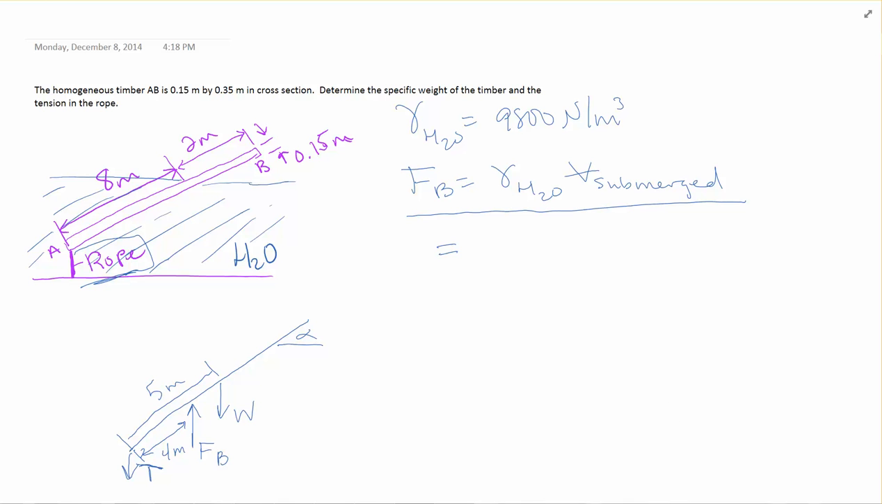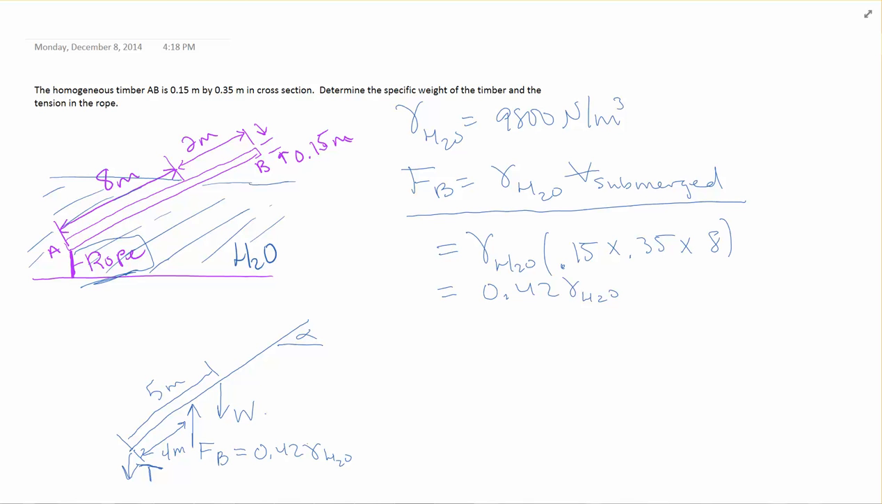So our buoyant force is going to be the gamma of H2O. I'm going to plug the value in later. And then our volume that is submerged is going to be the 0.15 times 0.35 times the length that is underneath the water, which is 8. Now if you multiply all that together, you're going to get 0.42 gamma H2O. Okay, so there's that. Go ahead and write that down over here. And like I said, in a minute we'll plug in gamma H2O.